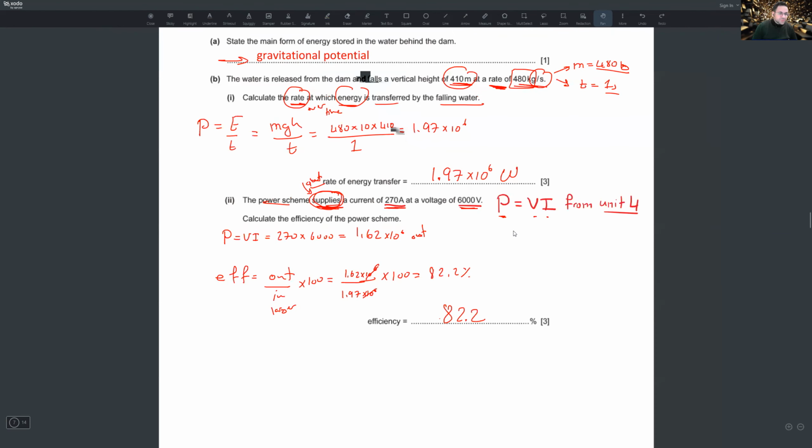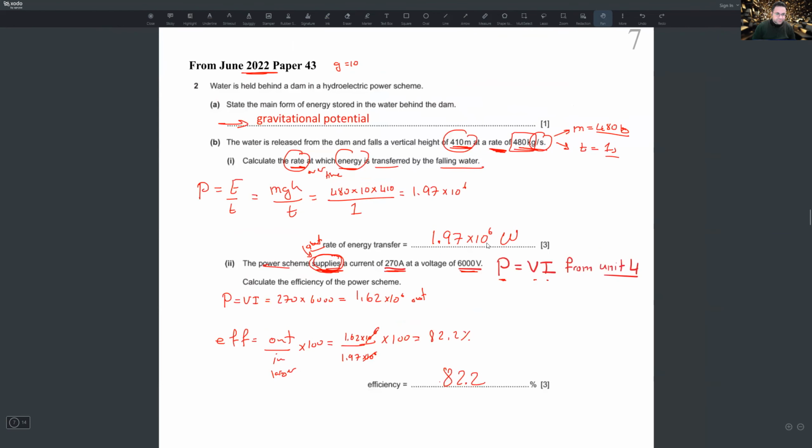You see how we use efficiency? That's the slightly challenging thing about efficiency. That's how it works. Okay. Very good.